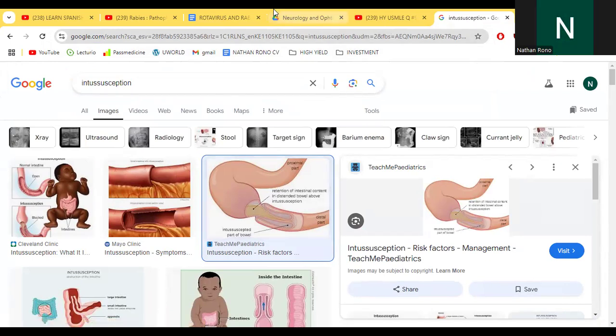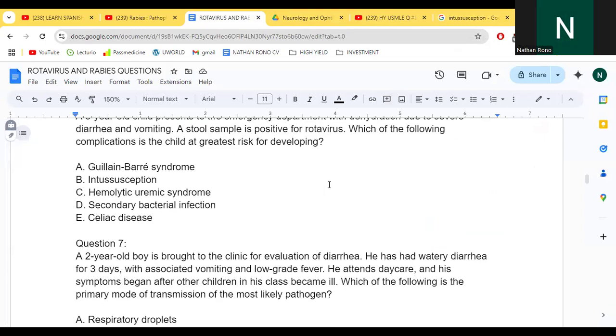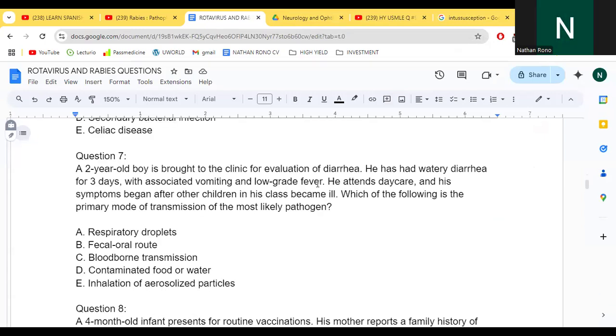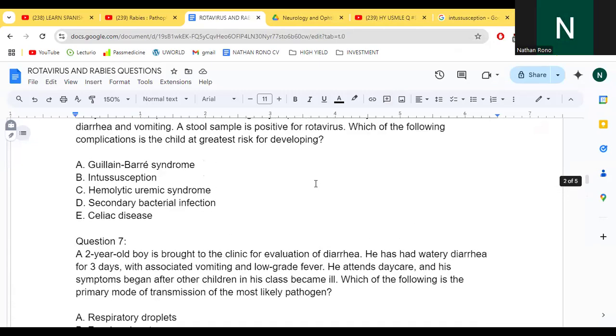There have been some reports that patients who got rotavirus vaccines got interception. But don't worry, they can't ask you this. This was just a parting shot. Then I think two more questions on rotavirus.